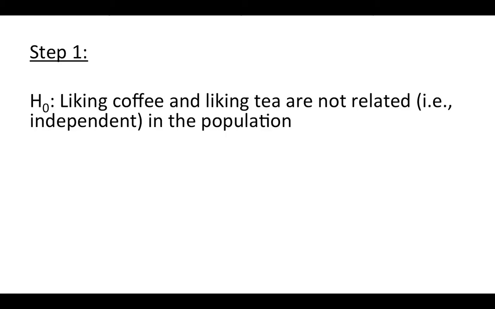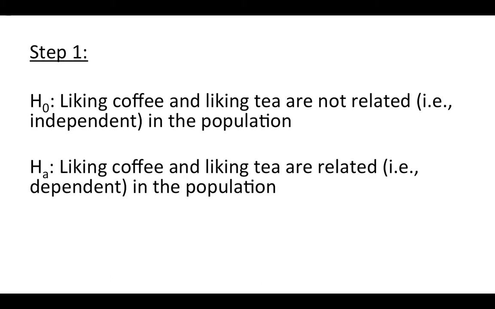Step 1 is to write out our hypotheses. Our null hypothesis is that liking coffee and liking tea are not related. In other words, they're independent in the population. Our alternative hypothesis is that liking coffee and liking tea are related. In other words, they're dependent in the population.